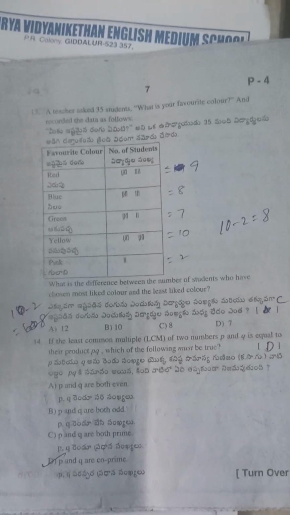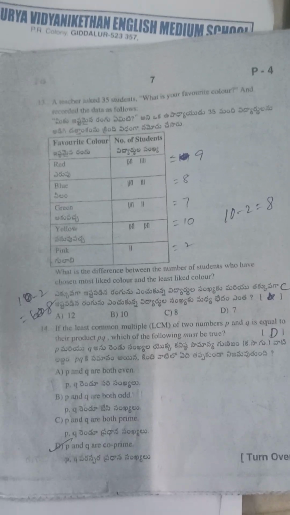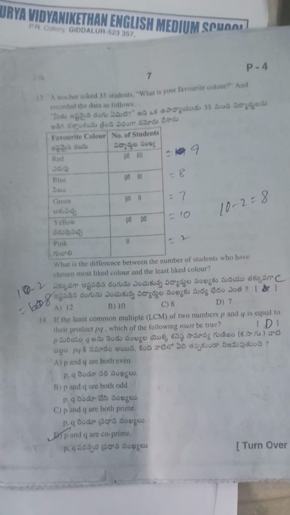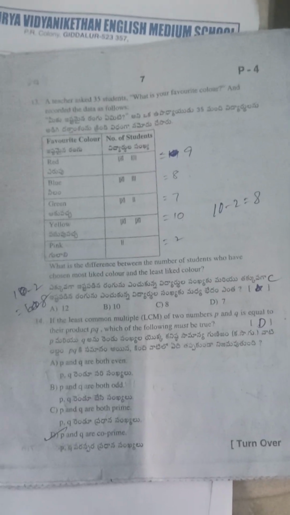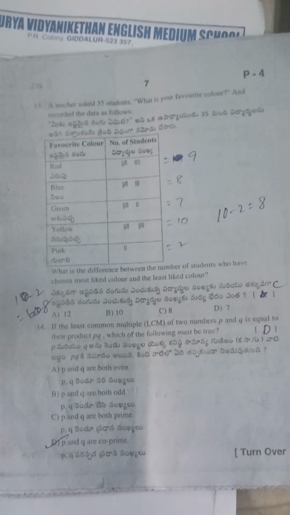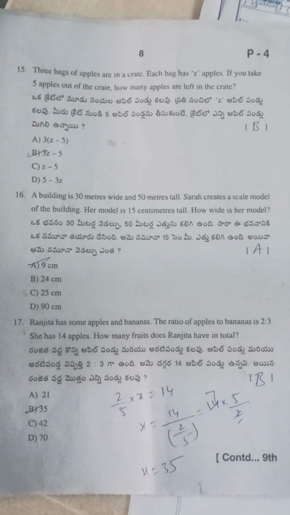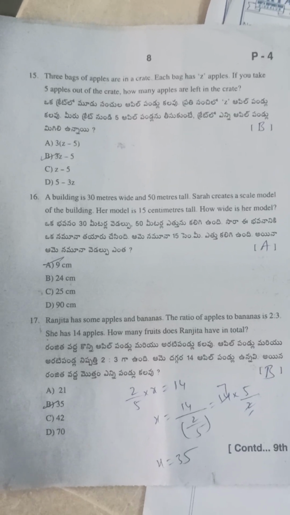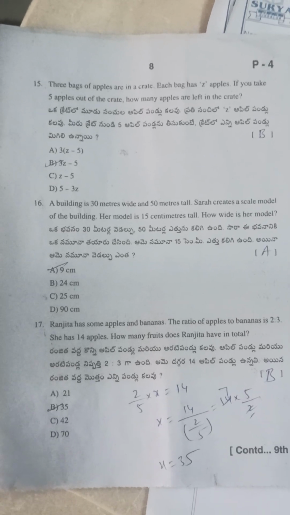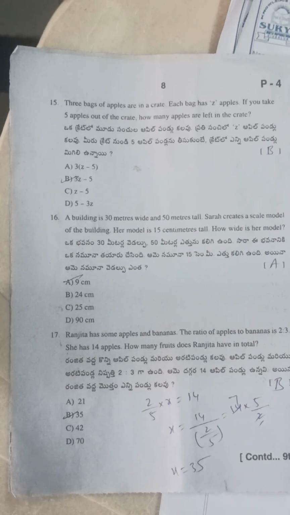Next, if the least common multiple of two numbers P and Q is equal to their product, so the LCM of co-primes is equal to the product of the co-primes. So what's the option? D. Next, the 15th one, the option is B. So next, the 16th one, the option is A. Next, the 17th one, the option is B.